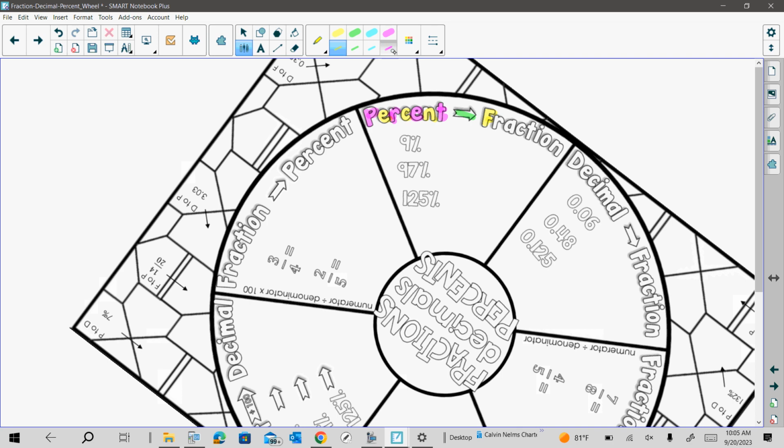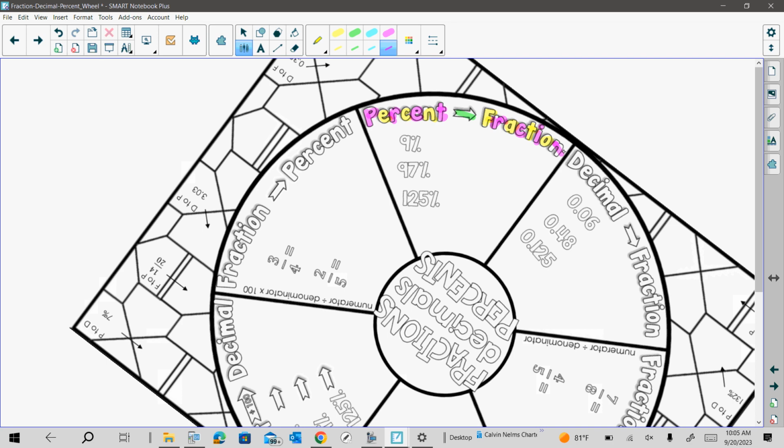All right, remember, you're designing. If you want to alternate your colors, you can. If you want to do one, you're creating your color scheme, your design. All right, okay.